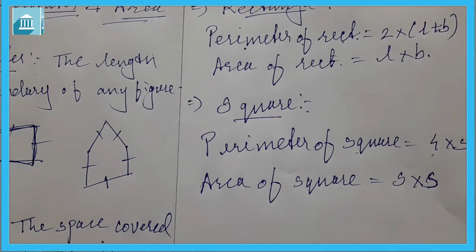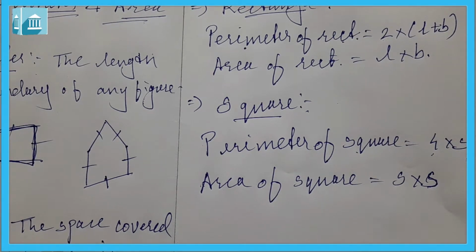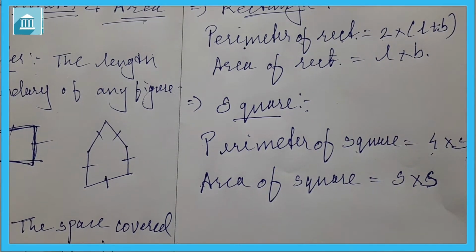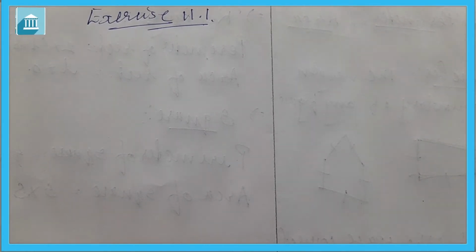Now let us see exercise 11.1. These 4 formulas you have to use in exercise 11.1. You had already done these 4 formulas in your 4th, 5th and 6th standard also. Now let us begin exercise 11.1. Question number 1: the length and the breadth of a rectangular piece of land are 500 meter and 300 meter respectively. Find its area, and second, the cost of the land if 1 meter square costs 10,000.